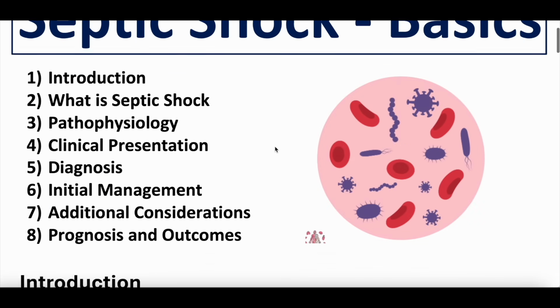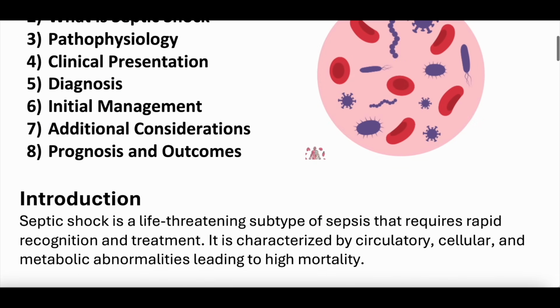So septic shock. If we start by trying to define loosely what septic shock is, it's a life-threatening subtype of sepsis that requires rapid recognition and treatment. It's characterized by circulatory, cellular, and metabolic abnormalities that can lead to really high mortality. So if we try to decipher this a little bit more, septic shock has two words in it. One is septic, the other is shock.